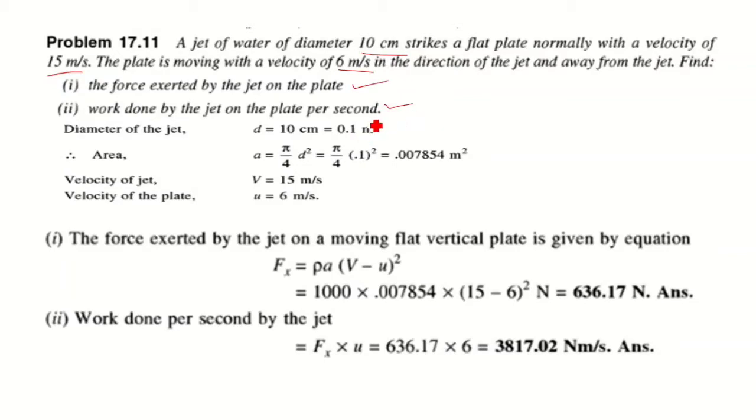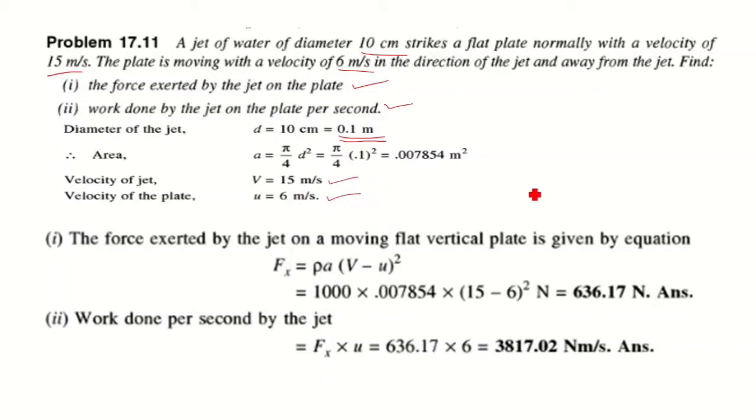The given data are: diameter 10 centimeters, so it is 0.1 meter, and the area is calculated as pi by 4 d square, so pi by 4 into 0.1 square is equal to 0.007854 meter square. Velocity of the jet, 15 meter per second, is given, and the velocity of the plate is given.